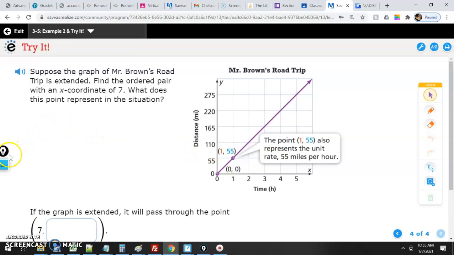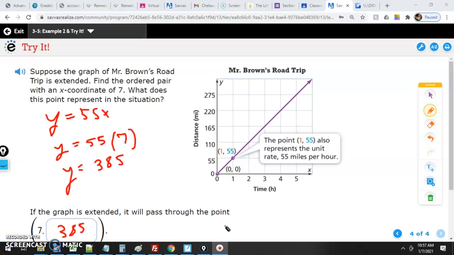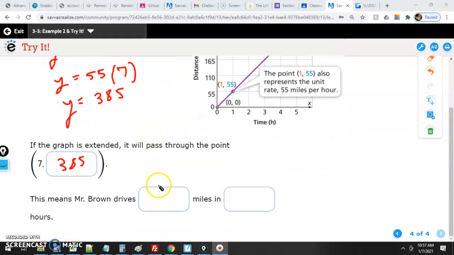All right, so let's read this problem and see what you guys can figure out. So we're asked to figure out the y-coordinate if x is 7. So 7 hours, how many miles? All you got to do is plug in 7 for x here, and then just do 55 times 7, and that's 385. So 7, 385 would be on the graph somewhere off this window here, and that would mean that Mr. Brown drives 385 miles in 7 hours.